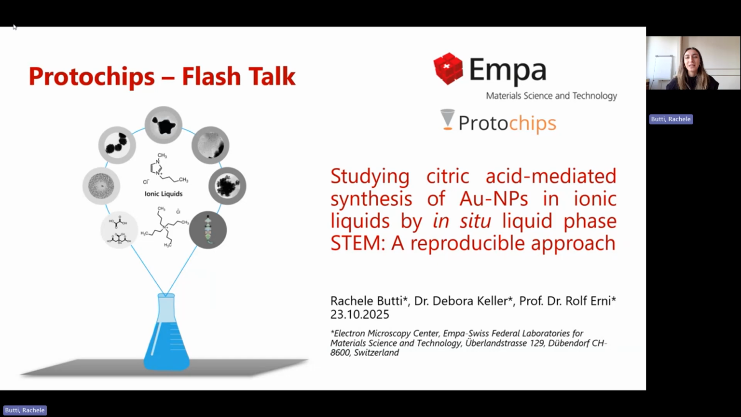And today I'm going to show you how I managed to synthesize and study the formation of gold nanoparticles in ionic liquids by in situ liquid phase STEM.